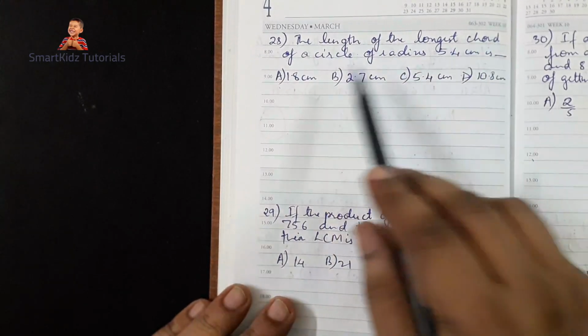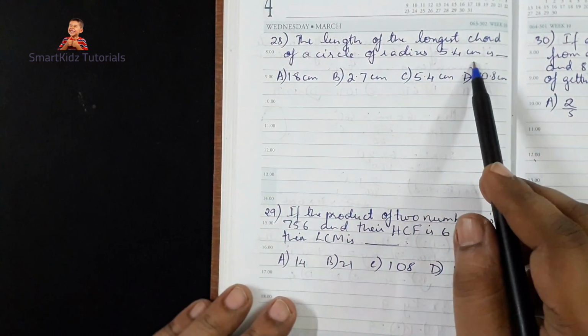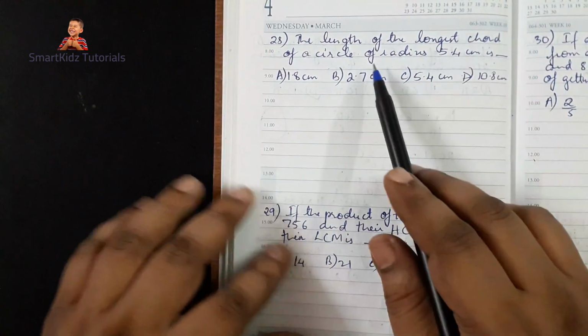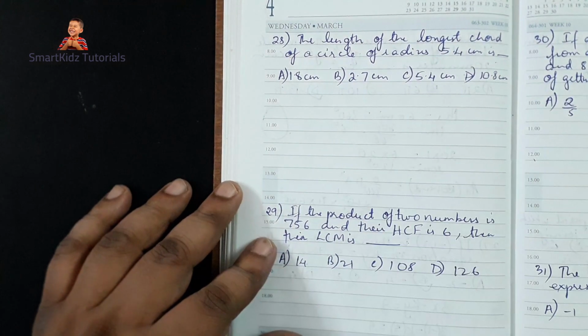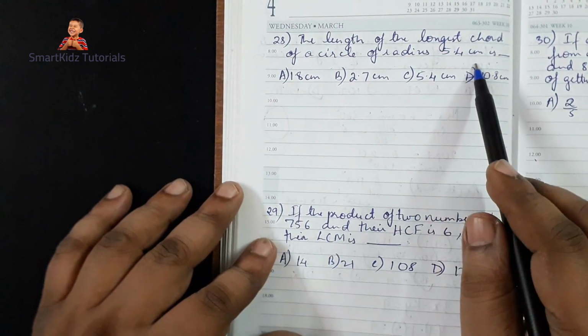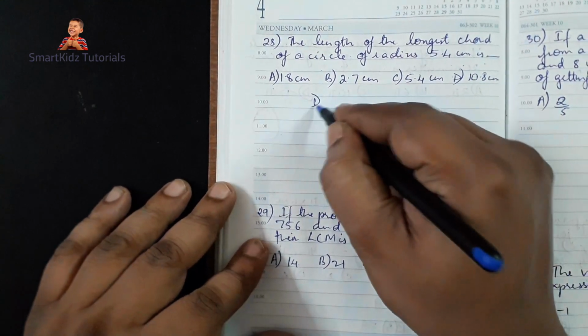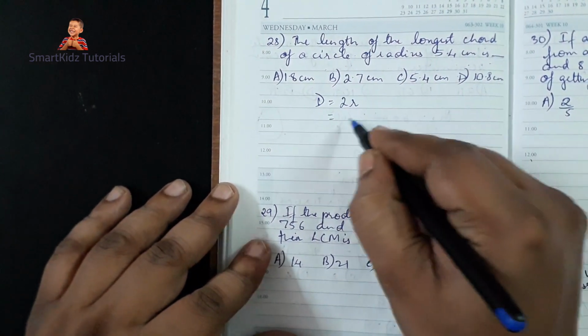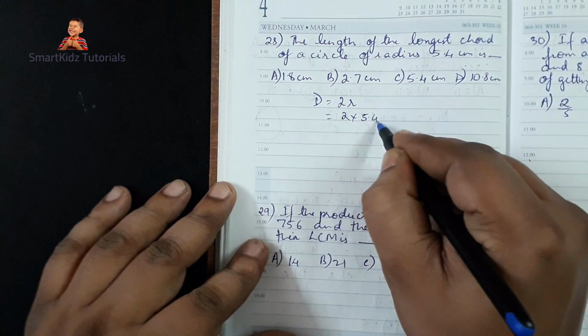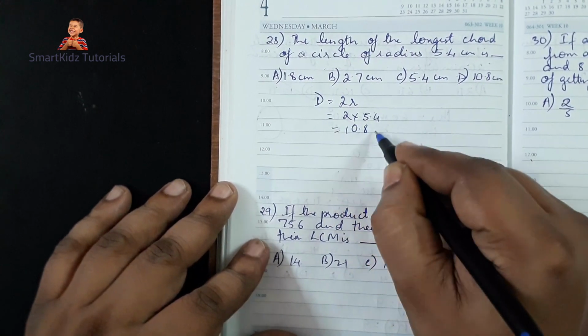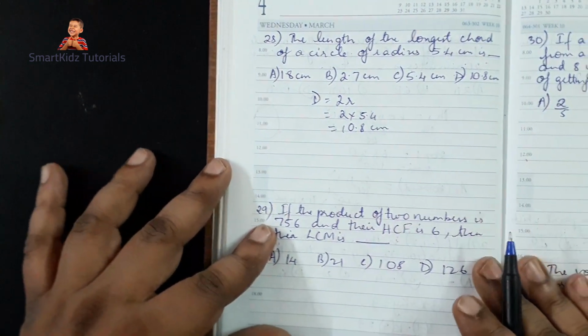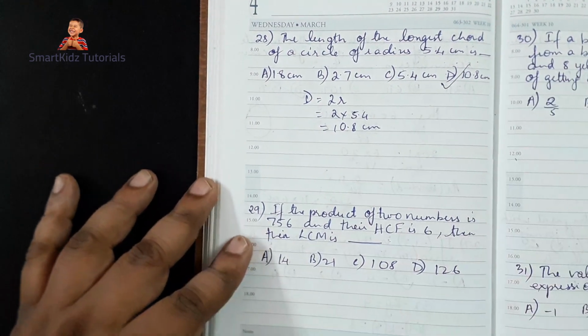The length of the longest chord of a circle of radius 5.4 cm is dash. The length of the longest chord of a circle is also the diameter. If radius is given as 5.4, then diameter should be 2 times r. So diameter is equal to 2 times r. This is the formula. 2 times 5.4. That gives us 10.8 cm. So our correct choice is D.